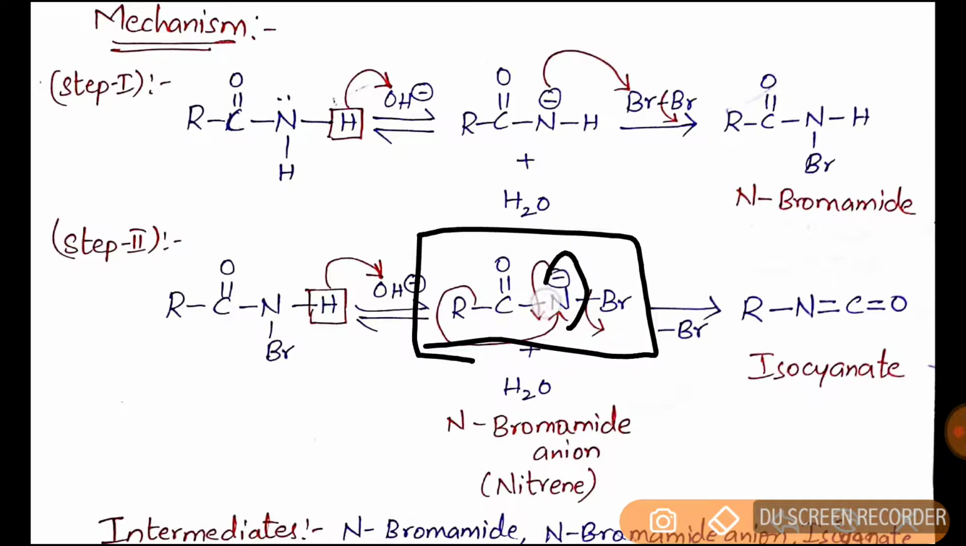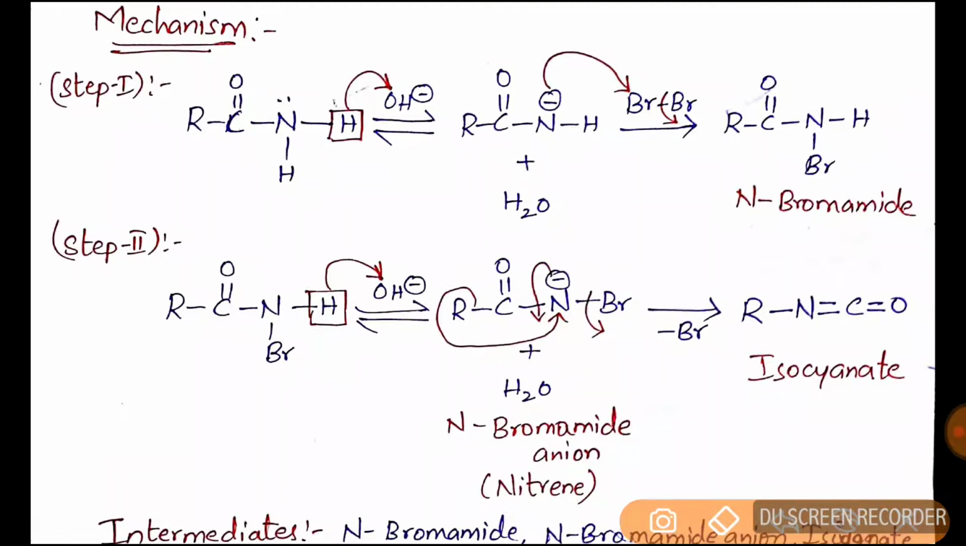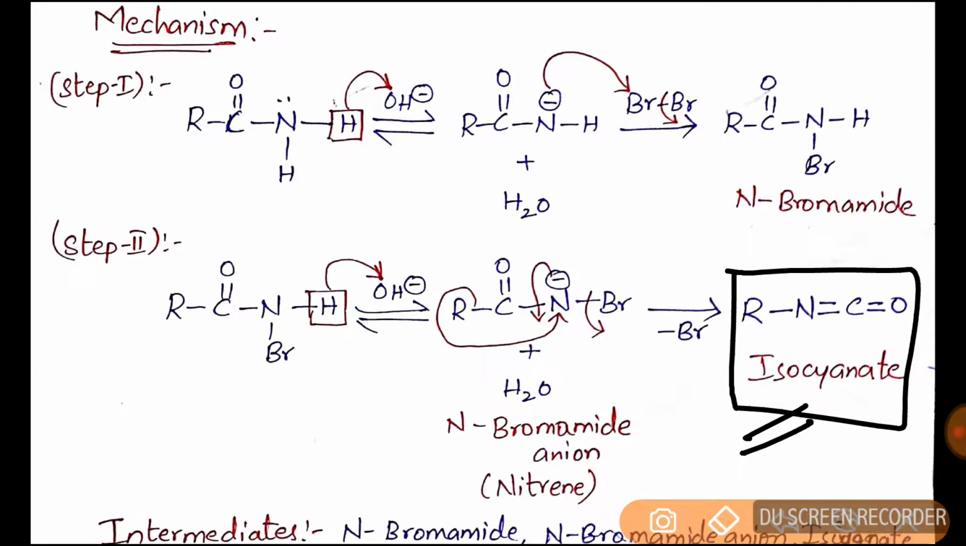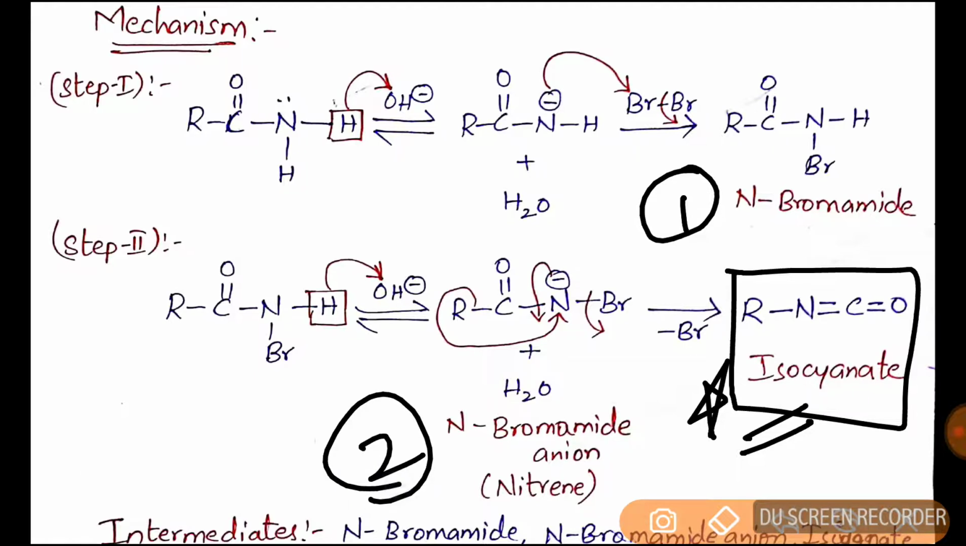These electrons on this nitrogen are transferred to this adjacent bond, and this alkyl group is shifted to this nitrogen, and as bromine is a leaving group, it just leaves, leading to the formation of this very important intermediate, that is this isocyanate. So in the Hoffmann bromamide reaction or rearrangement, this isocyanate is very important, guys. In the first step, N-bromamide is the intermediate, and in the second step there are 2 intermediates, that is the N-bromamide anion or nitrene and isocyanate. So these are the very important intermediates in the Hoffmann bromamide reaction.